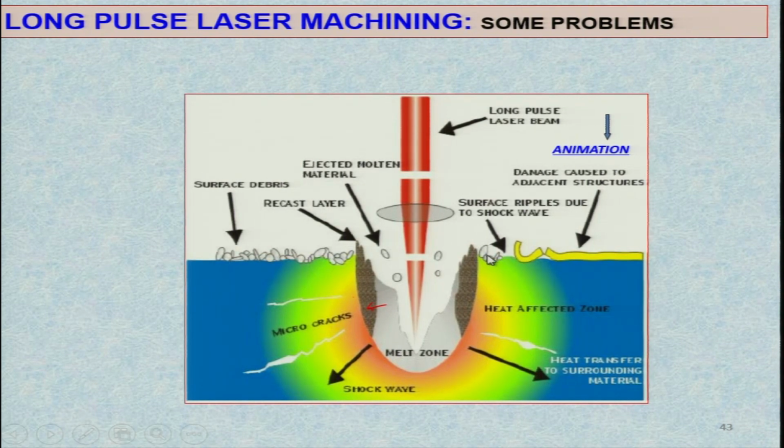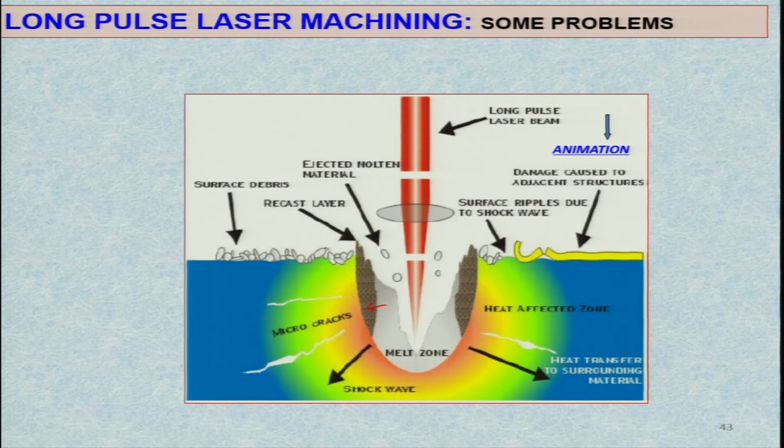Then you can see there is side structure damage, damage caused to the adjacent structure over here. If there is a structure near to the place where you are machining, then that structure may get damaged, as you can clearly see over here. Now, surface ripples are also due to the shock waves that are formed over there. So, heat is affecting the workpiece surface up to a certain depth, and that heat affected zone is also shown here.